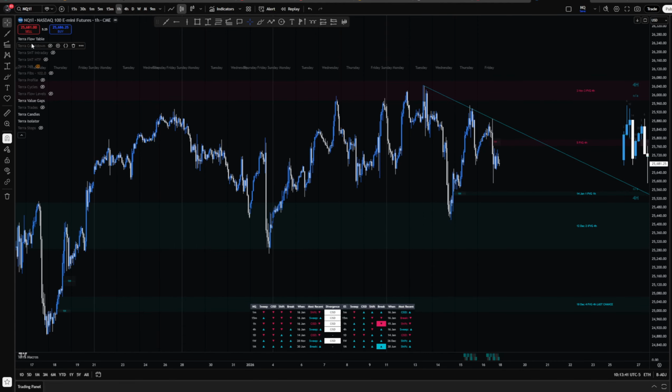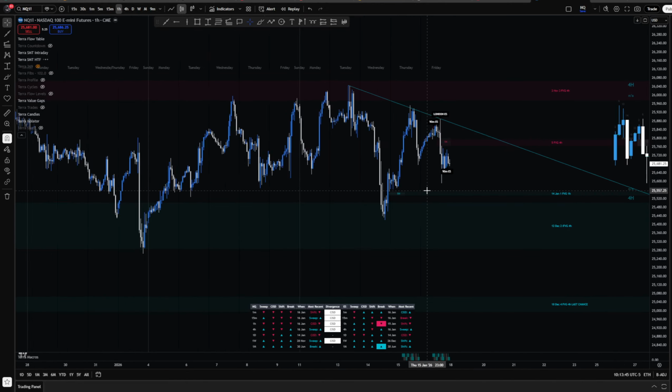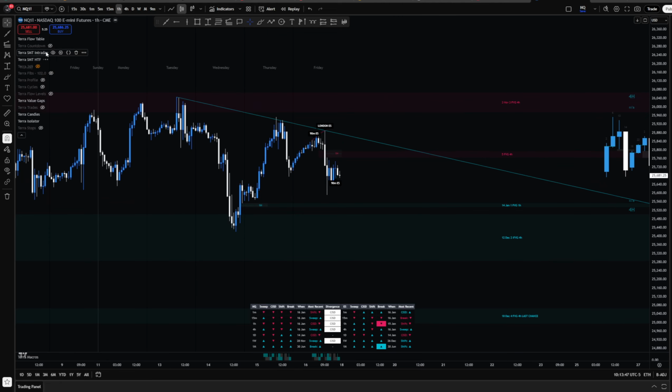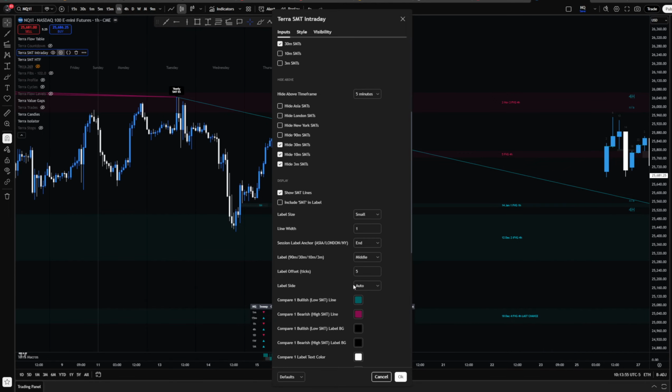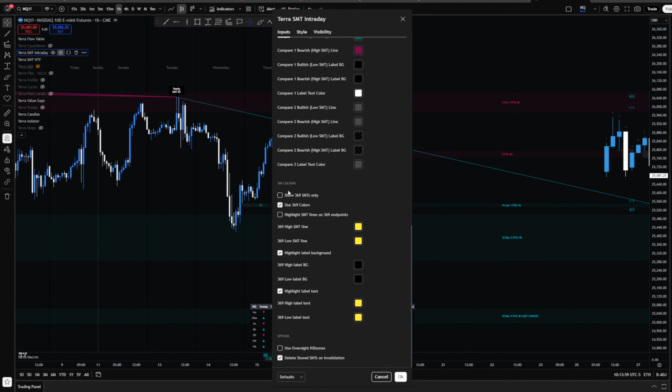Speaking of SMT, I'm going to turn on my SMT indicators because these are time cycle SMTs. It marks out Asia, London, New York, 90, 30, 10, and even 3-minute SMTs. I have some display settings so you can hide them when you go into the higher time frames. And also, 369 is a somewhat advanced concept that you can apply. My SMT accounts for it, and it changes the label.